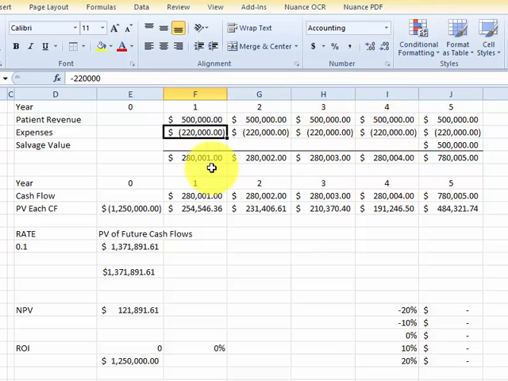So you can see that you have your cash flow as $280,000 every year. Except in year 5, where we have that bonus because we're trading in our old machine. It's got some wear and tear on it now, and we're going to get some money back for it.